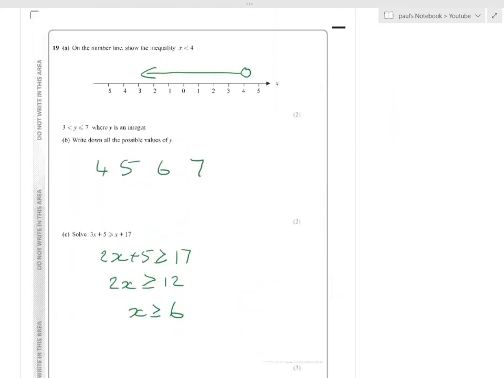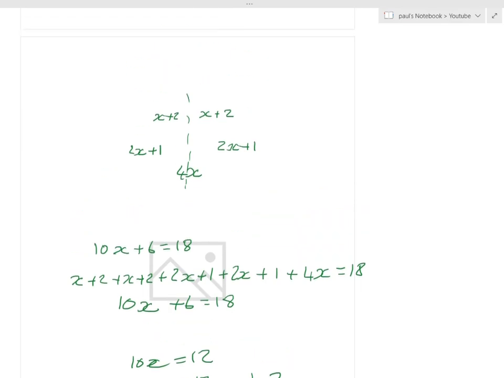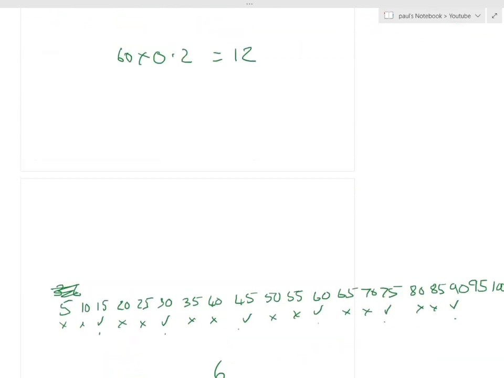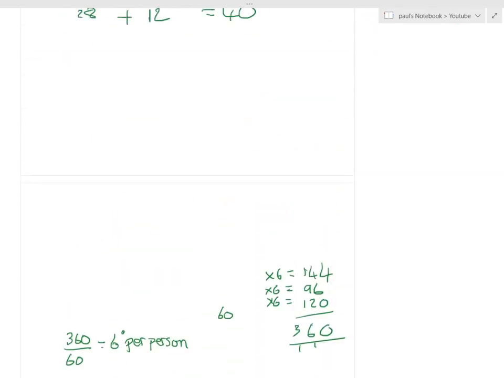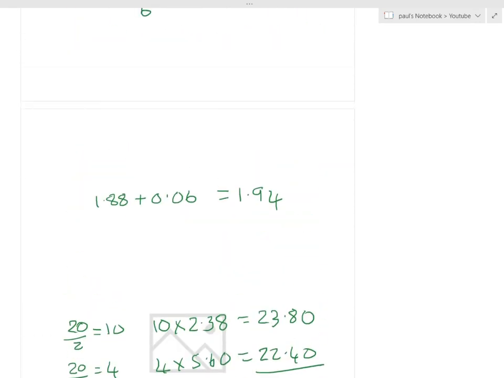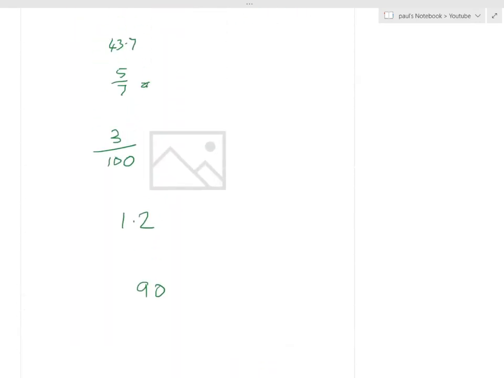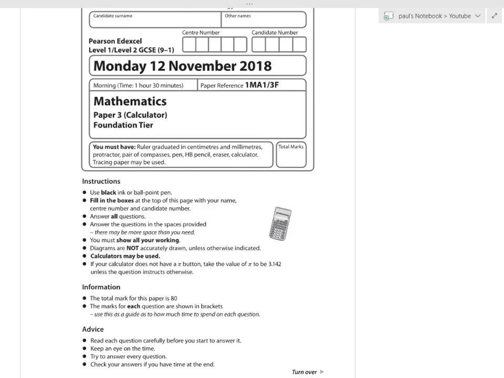Go up gently. I don't want to. Now I think that is it. So if I go back here, here I am again.